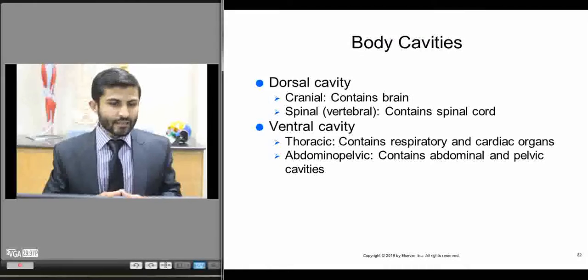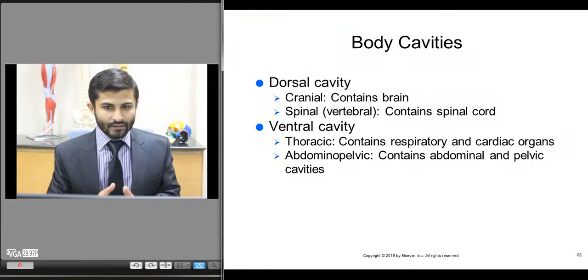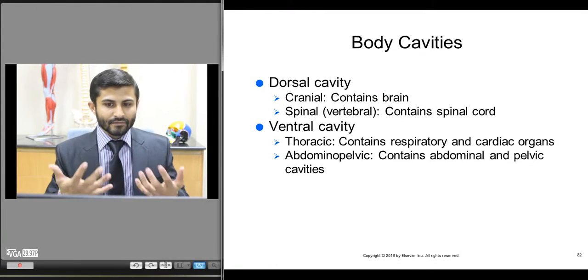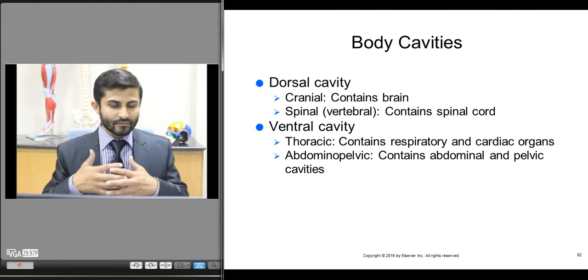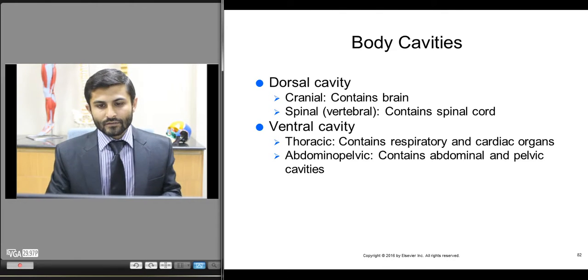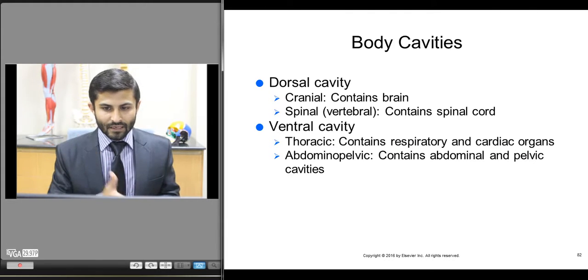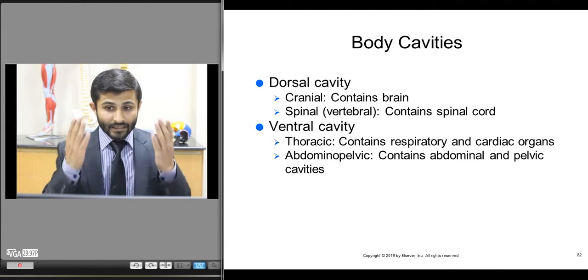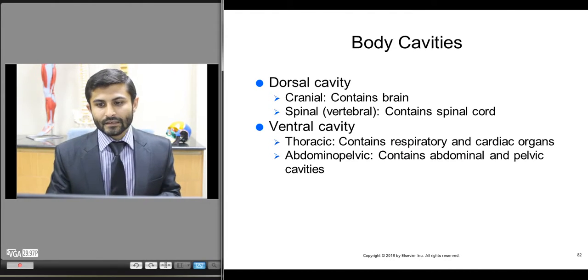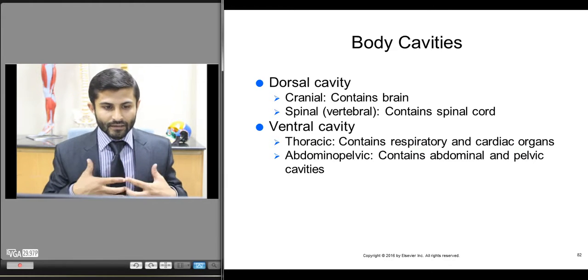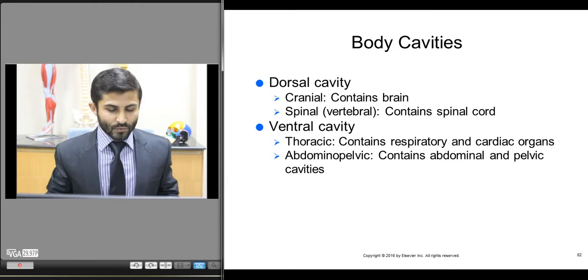Talking about the body cavities, the body has a lot of cavities. There can be the dorsal cavities and the ventral cavities. The dorsal on the back side, the ventral on the anterior side. So the dorsal cavities, the cranial and the spinal cavity. The cranial cavity contains the brain. The spinal cavity contains the spinal cord. And in the ventral cavities, you have thoracic and abdominopelvic cavity.